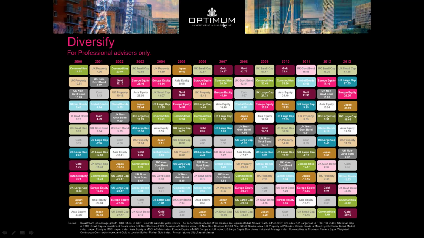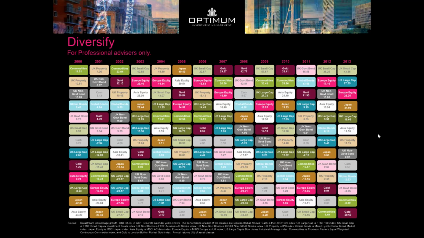It's been put together by Optimum Investment Management, which is one of the fund houses we use. Lots of other fund houses have also put this chart together, and I'll show you another one at the end, which is a little bit different and serves to illustrate something. But this one illustrates the point at hand. Individual assets go up and down. If you had all your money in a single asset, you'd be in for quite a bumpy ride.